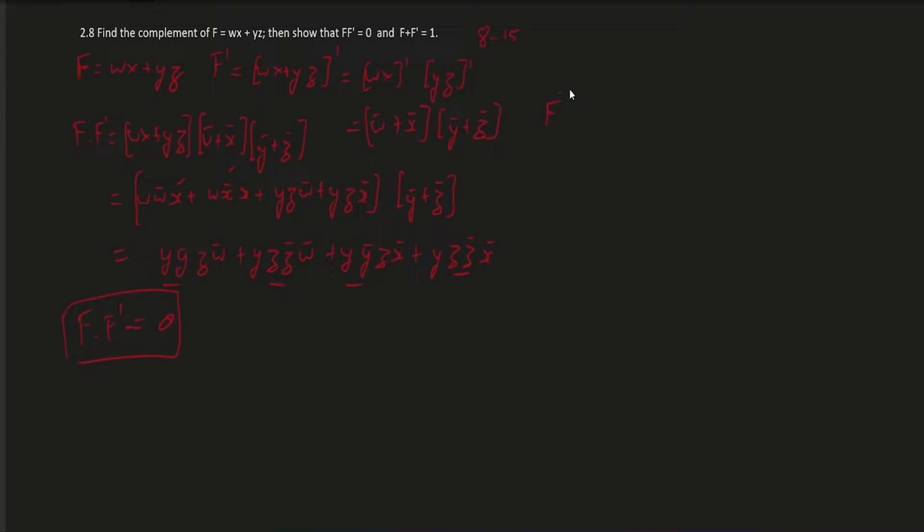And similarly, f plus f dash equal to 1, we can also prove this, but I will just write it like this. Whole bar. So let's take this as 1. So this will be 1 plus 0. Or if this is 0, then it will be 0. Both will give the answer 1. So that proves this. And let's go to the next question.